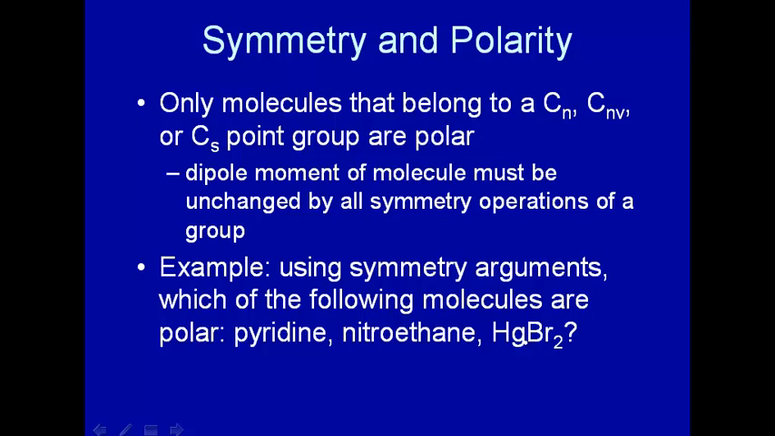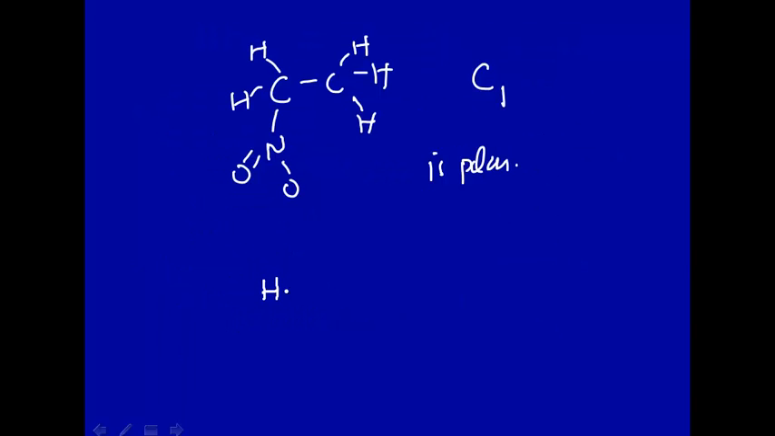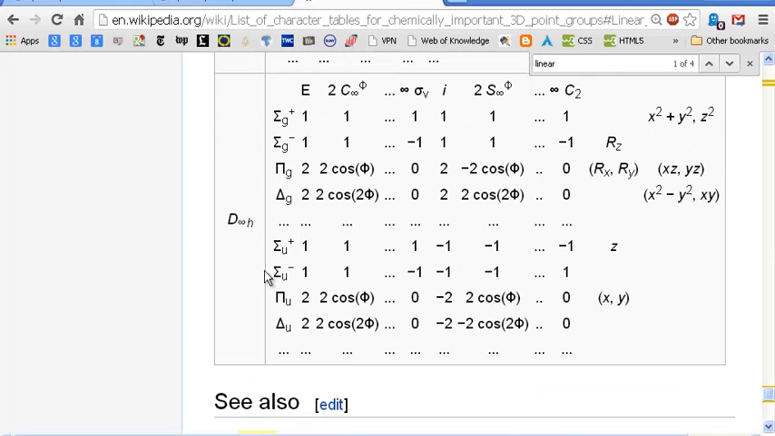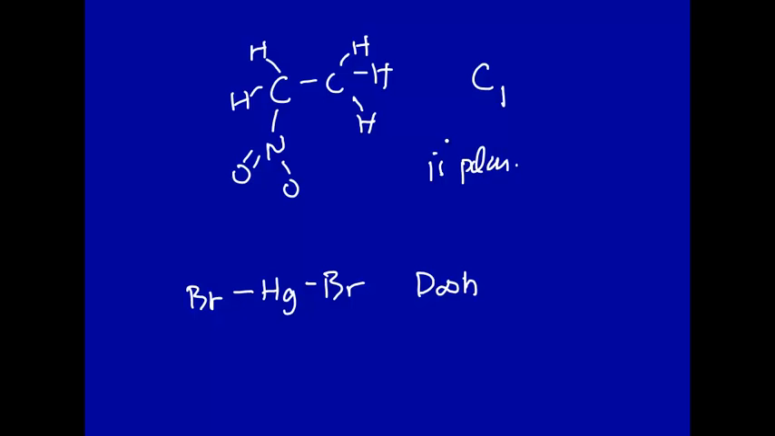Let's look at mercury bromide, HgBr2. This is a linear molecule. And what point group does that correspond to? That corresponds to D infinity h. If we look up D infinity h in our character table, it has an inversion center. If something has an inversion center, it cannot be polar, so this is not polar. All right, so that's how you can use symmetry to determine whether a molecule is polar or not.